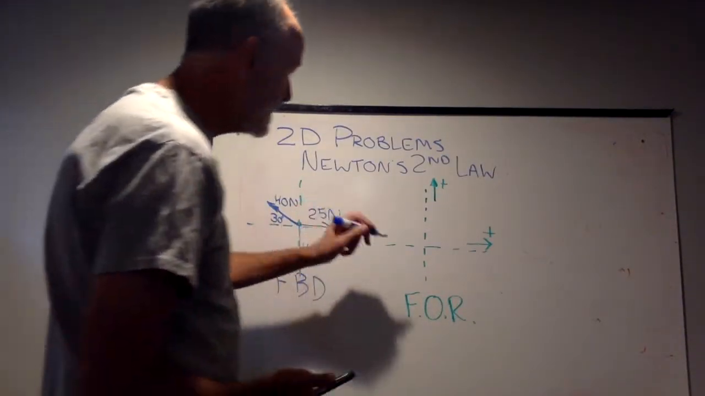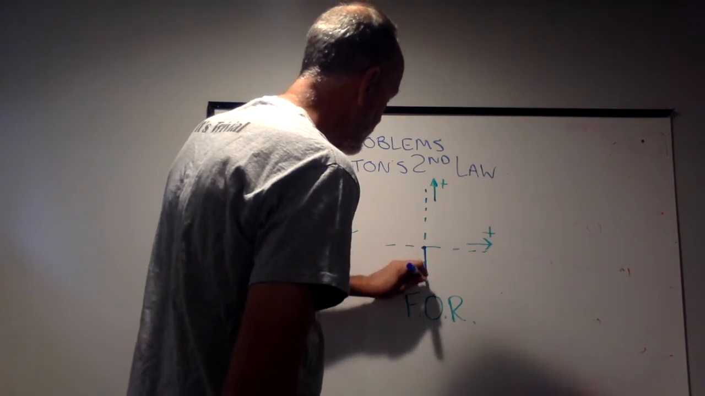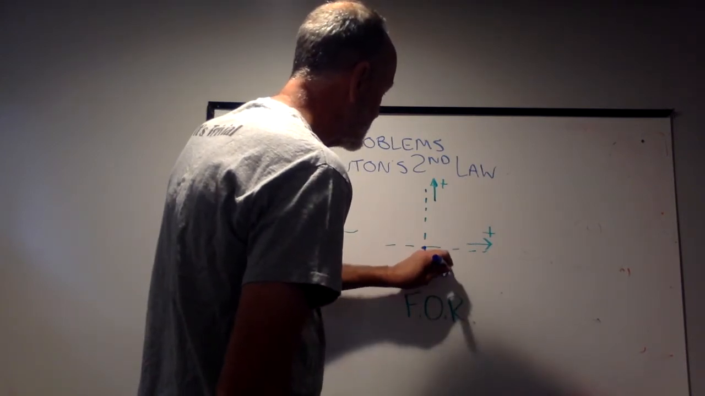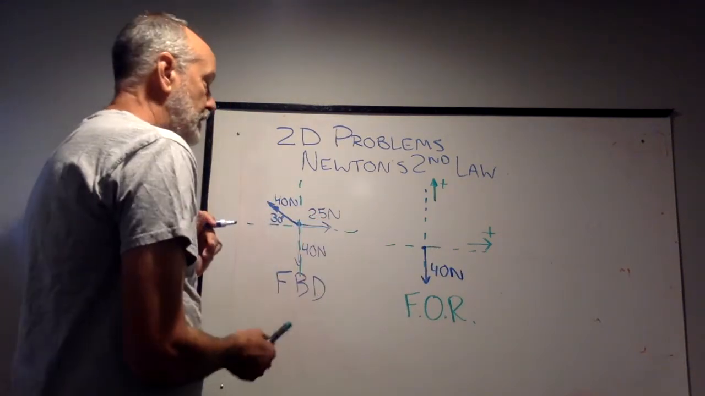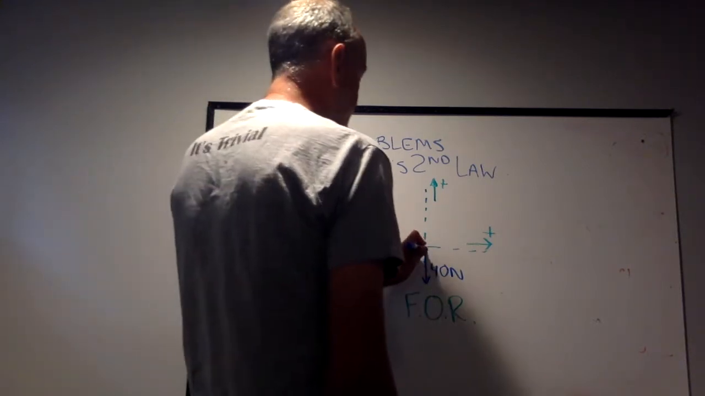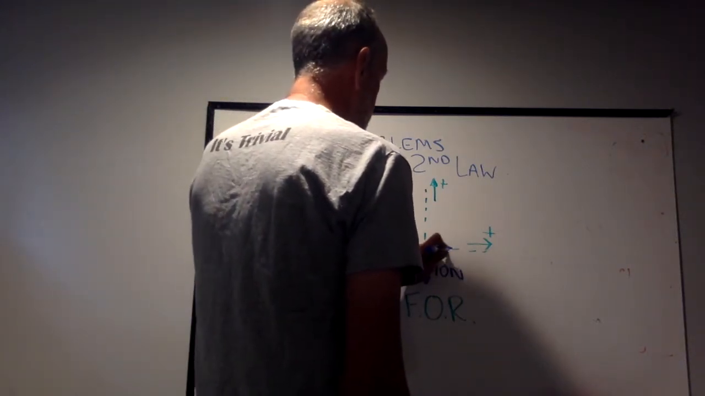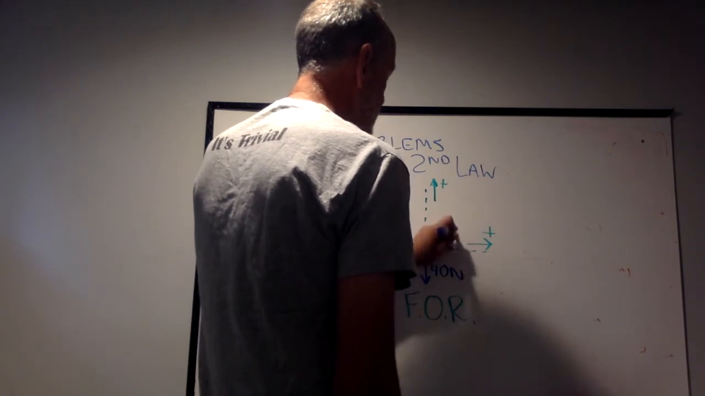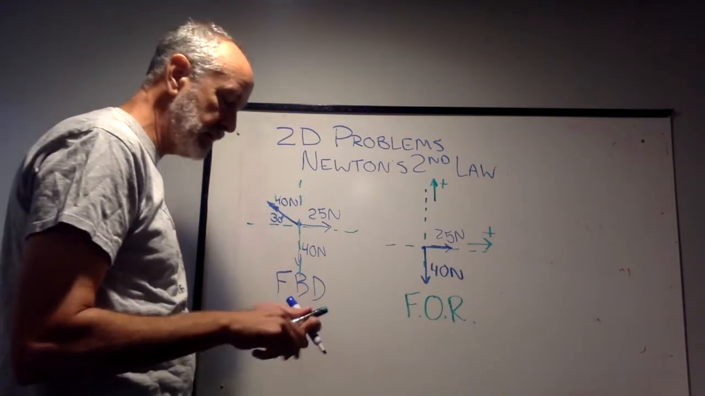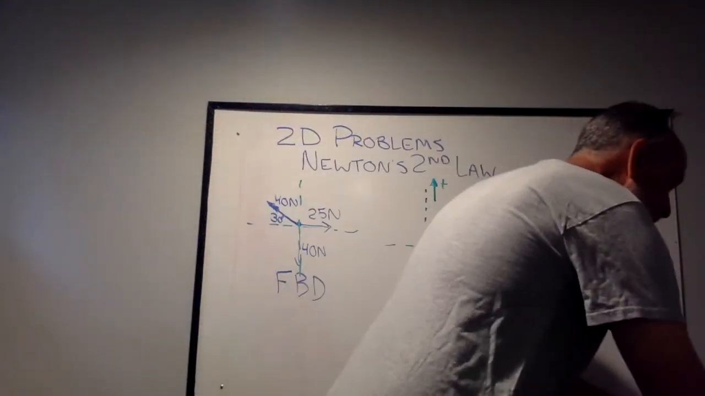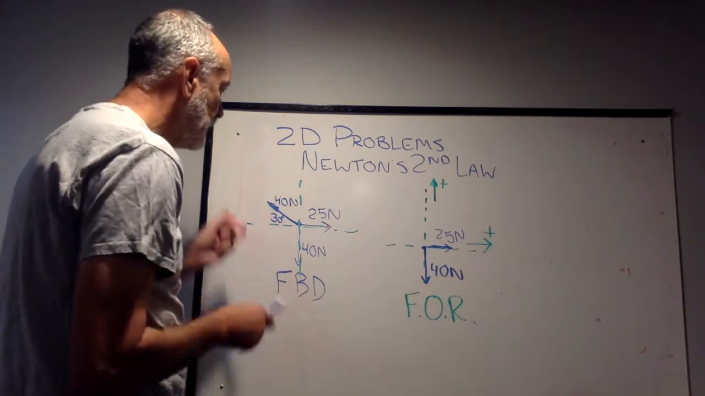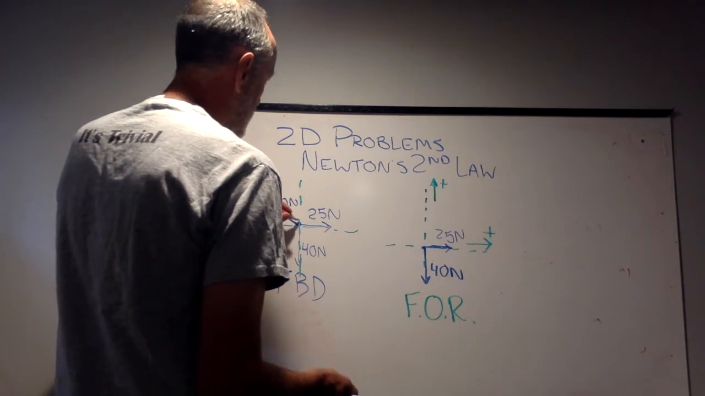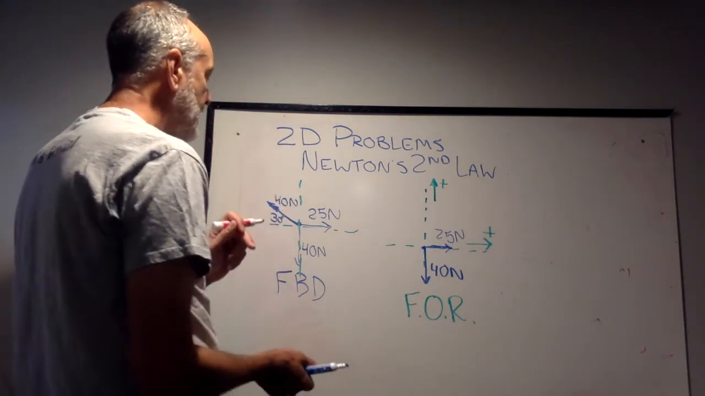And what I'm going to do is take the 40 newton one, that has no problems. That's still right along one of my axes. So I'm okay with that. I don't have to change that at all. The 25 newton one is also along one of the axes. I don't have to break that one up at all. 25 newtons. But the 40 newton one is not along the axis, so I have to break that into components. How much of that is pulling up, and how much of that is pulling to the left?